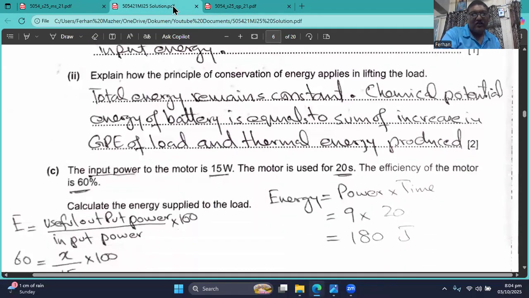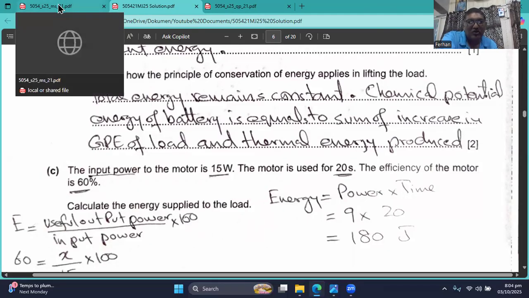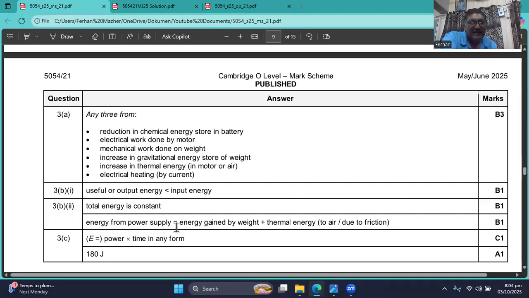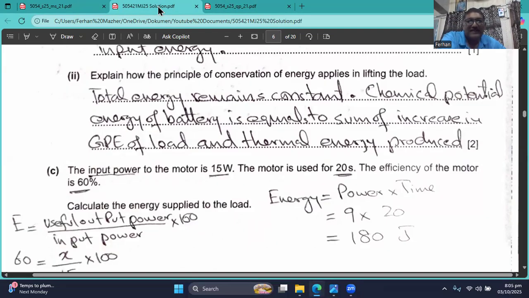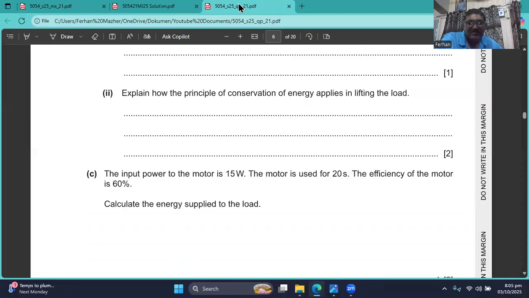So the answer which I wrote is the total energy remains constant. The chemical potential energy of the battery is equal to the sum of the increase in the gravitational potential energy, which is the useful energy of the load, and the thermal energy produced. Thermal energy is produced when you overcome the air resistance, and when you overcome the electric resistance of the wires in the motor. So this is what I have written here. The total energy is constant. Energy from the power supply is equal to the energy gained by the weight plus the thermal energy to air due to the friction. I hope you understand this. And this is my written answer. You can always write a better answer, sir.